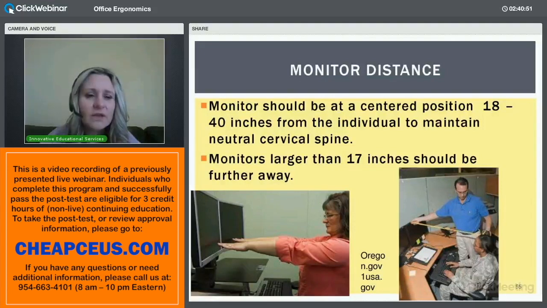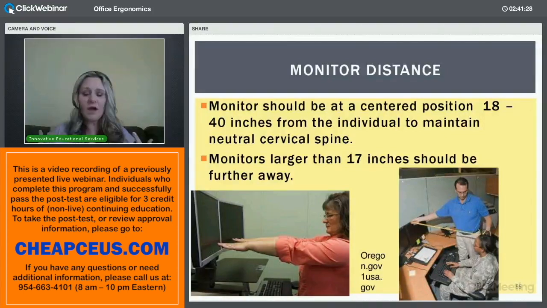If it's too far away and they're leaning in, or too close and they're retracting back, that's not what we want. So as a general rule, if someone puts their arms out, that's about where the screen should be, to give them a loose estimate, and then you tweak it from there. The individual needs to be able to see. Depending on their vision, they may or may not be able to focus on the text in order to read or type it at the distance that works for their cervical spine. So you might need to consider adjusting the size of the text for the individual.